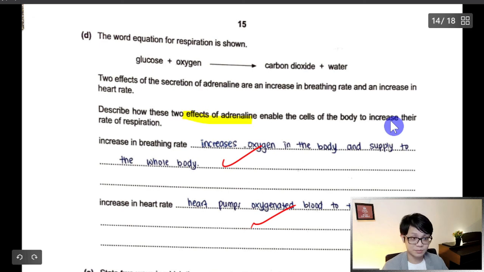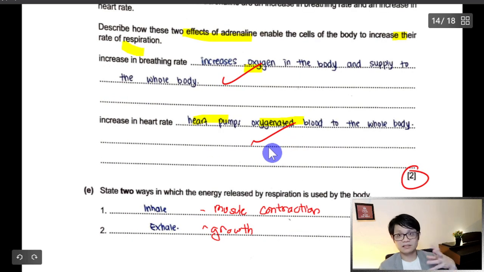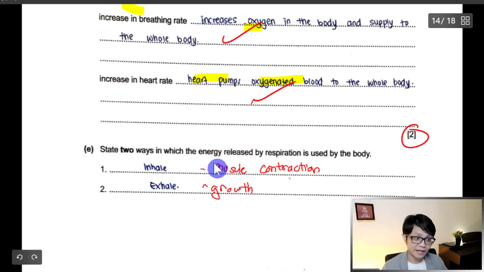Is it an increase of oxygen in the body? Because you need to breathe faster, there's more oxygen, and it will produce more oxygen to the blood because you breathe faster and your heart pumps faster. So eventually you get more oxygen in your body, which makes you able to think faster during a fight or flee situation, and also to generate more energy to do things that a person should do. State two ways in which energy released by respiration is used. The answer will be muscle contraction or growth.